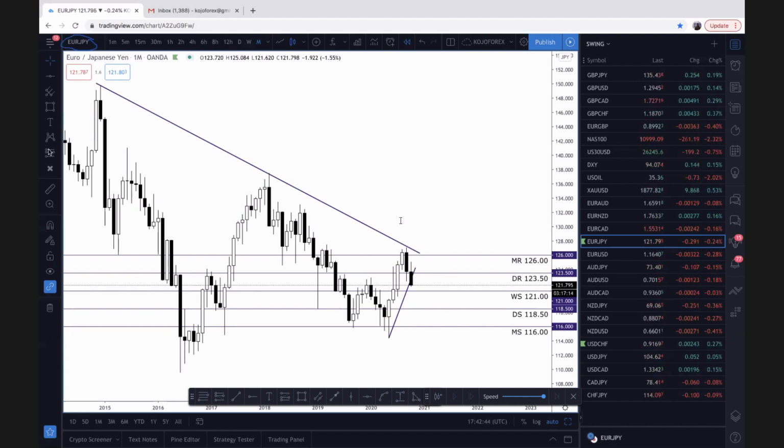Something like this. If I pick my Fibonacci tool, what's my Fibonacci tool again? If I pick my Fibonacci tool, I could stand here and then drag onto this one, and I would know that the midpoint, which is 50%, is equivalent to 121.